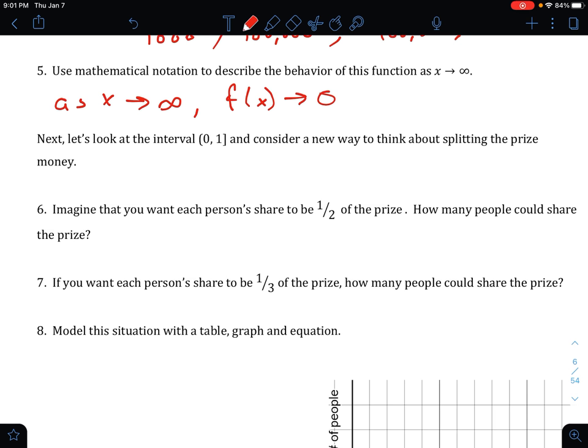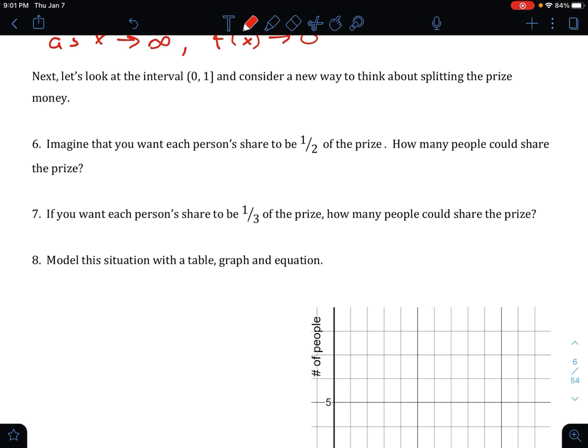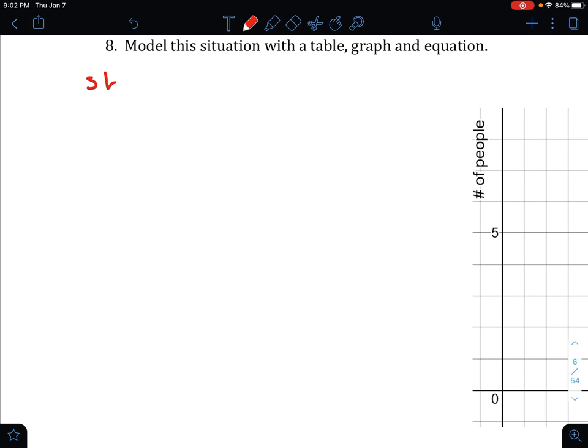All right. It says, next, look at the interval 0 to 1 and consider a new way to think about splitting the prize. Imagine that you want each person's share to be 1/2 of the prize. How many people could share that prize? Right? Well, if each person wants half, you would end up with 2, right? If you want each person's share to be 1/3, how many people would share this prize? 3 people. So essentially all they're doing is changing the x and the y values, right? They're giving you the share as your input, okay? And you're telling the number of people as your output.